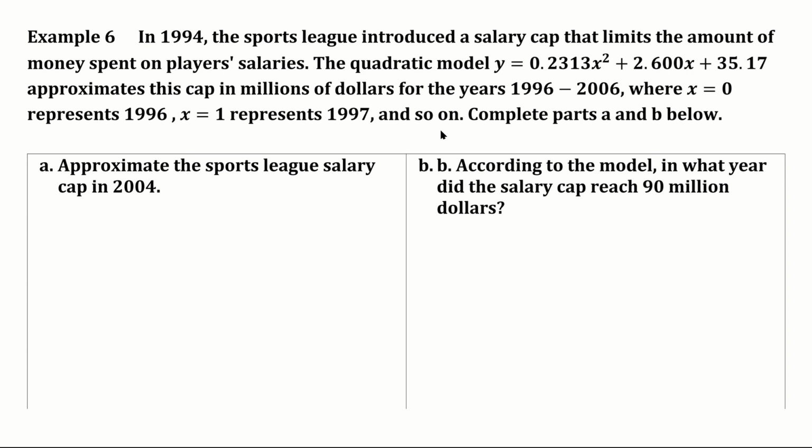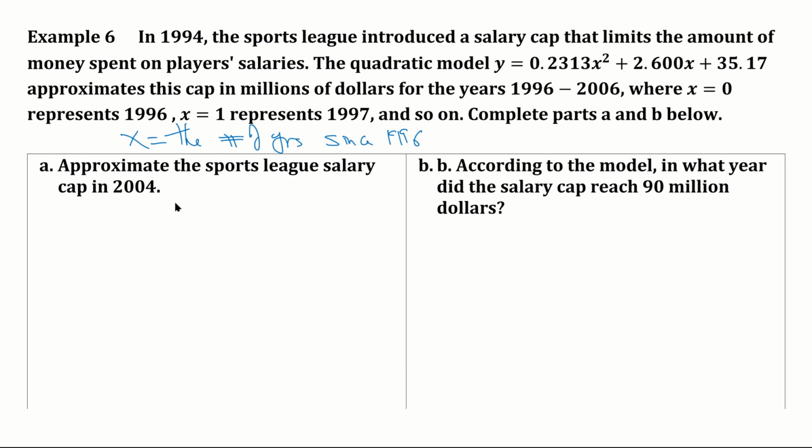In other words, a better way of saying that is x is the number of years since 1996. Okay? So x equals 2, for example, would represent 98. X equals 10 would represent what? 1996 plus 10, which would be 2006, etc. So complete parts A and B below. Approximate the sports league salary cap in 2004.